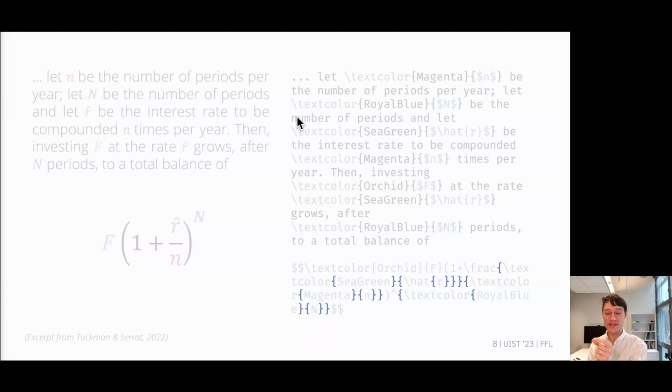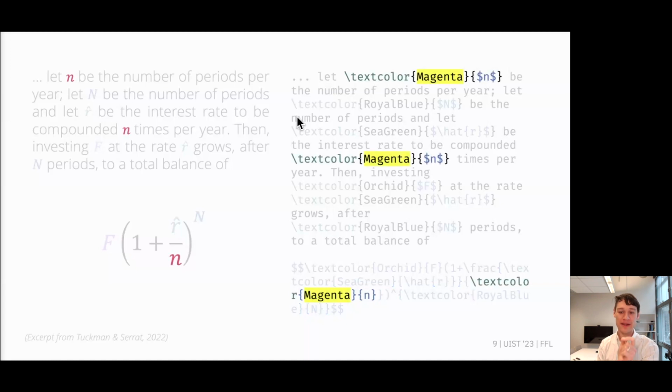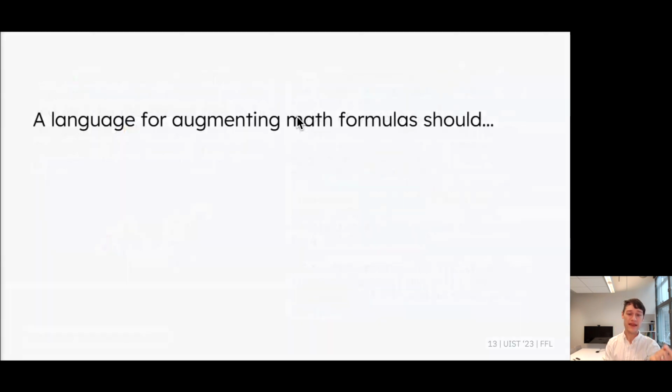And if someone was to want to try and change the color here, what they would have to do is go through each individual instance, change magenta to orange or another color or something like that. Which led us to ask the question, what would it look like to have better markup languages for doing these kinds of augmentations? We posited that a language for augmenting math formulas should make it easy to style and label formulas.